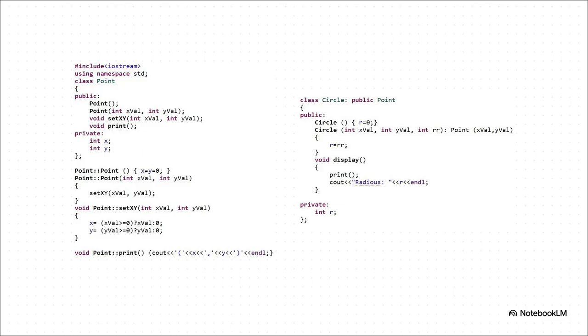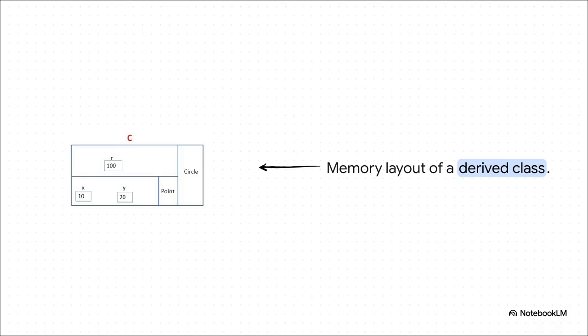The circle class automatically gets everything that was public in the point class, and all it has to do is add its own specialized property, which in this case is the radius, denoted by the letter R. But wait, what's actually happening behind the scenes in your computer's memory? It's kind of brilliant, actually. Notice this layout. When you create an object of the derived circle class, labeled C here, it's not just holding a radius floating in space. The base class, that point object with its x and y variables, literally lives inside the new circle object. They are physically bundled together in memory. The derived class totally encapsulates the base class into one complete package.